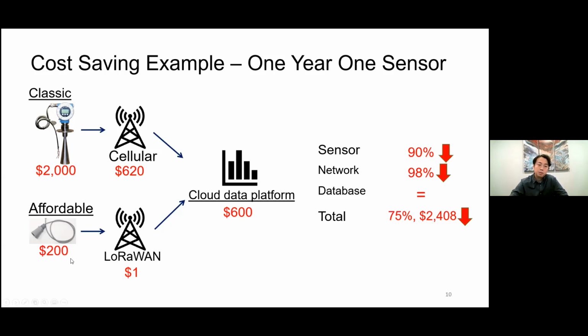For the affordable approach, we utilize an affordable sensor and then, instead of cellular, we connect to a LoRa network and upload that data to the same data platform. So let's look at how much money we would save by utilizing those two innovations I mentioned earlier. On the sensor side, that's a whopping 90% savings for the first year. And for the network, 98% reduction. In total, we are looking at around $2,000 savings for that first year to just measure water level for one sensor.